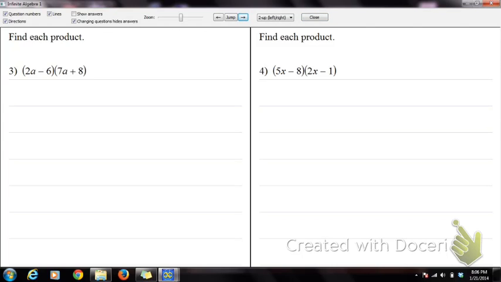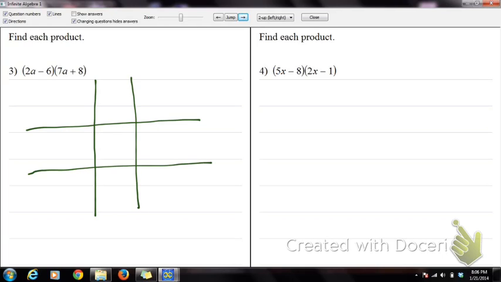All right, looking at number 3 on your example worksheet, you can see you have a binomial with 2 terms times another binomial with 2 terms. There are a couple different ways to do this. One way that is popular is using a chart method. First, you draw a tic-tac-toe frame, and that's just kind of your template or your setup.